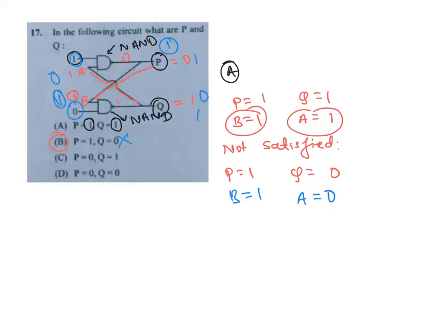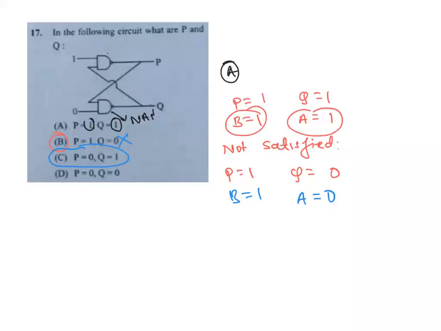Okay, let me come to the option C. That is P equal to 0 and Q equal to 1. Let me rub this out here, so that we can easily solve it without any confusion. So let me rub it out first of all, and now let me make the conclusion here.